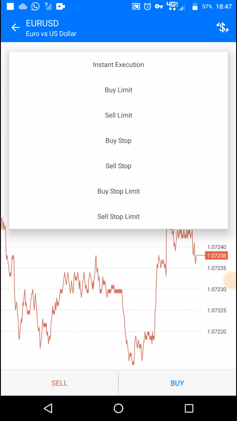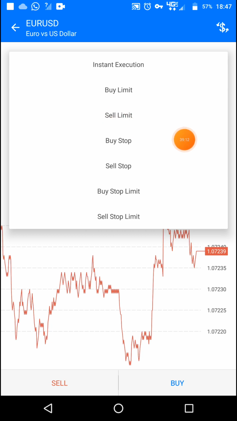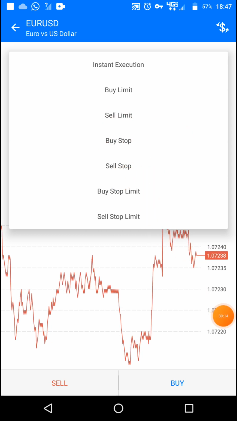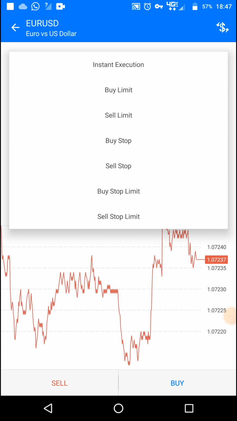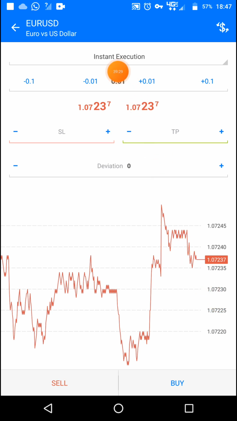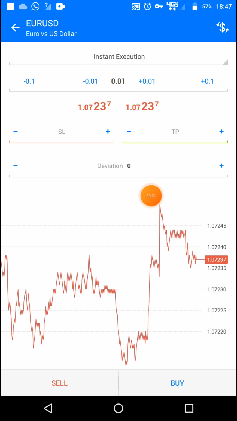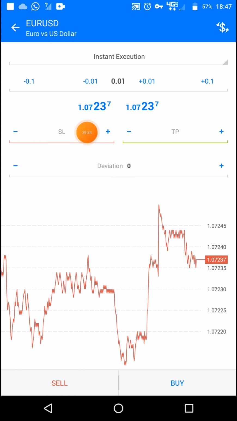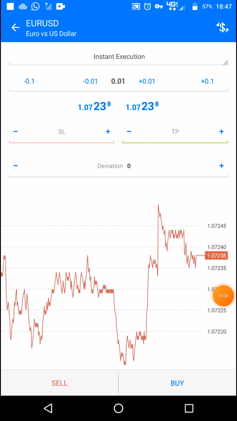But in my next videos, I'll explain what it means: buy limit, sell limit, buy stop. All these I'll explain one by one so that you will be able to understand and also use them when it's needed. Okay, so in this video I've explained how the lot size works, and how to set a stop loss and take profit.